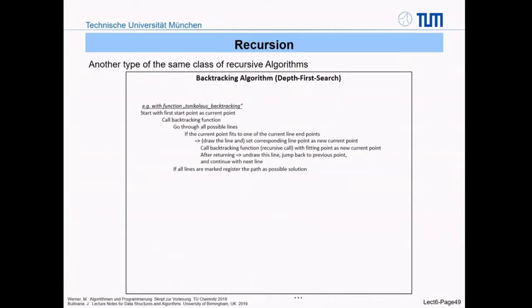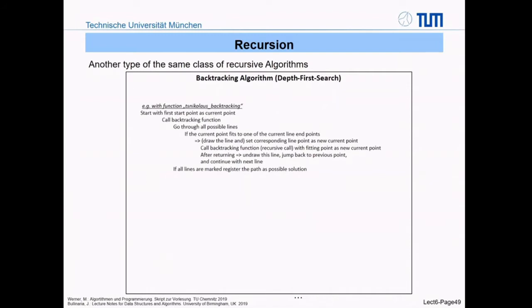Then we call the backtracking function, and then we go through all of the possible lines. We mark our lines, so we have to remember, we have to return things which we already marked, where we came from, and then if the current point fits to one of the current line endpoints, then we draw the line and set the corresponding line at a new way and go to the new point. The new point is then defined as a current point, and with this current point we go again into our backtracking function. So we call the backtracking function again and do the same again.